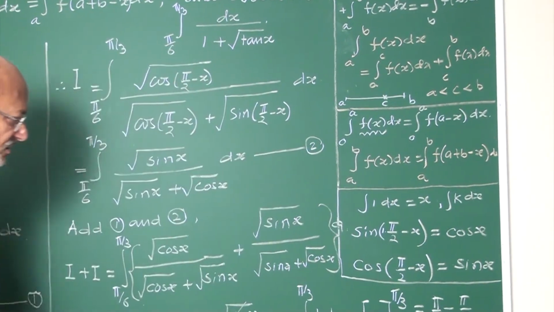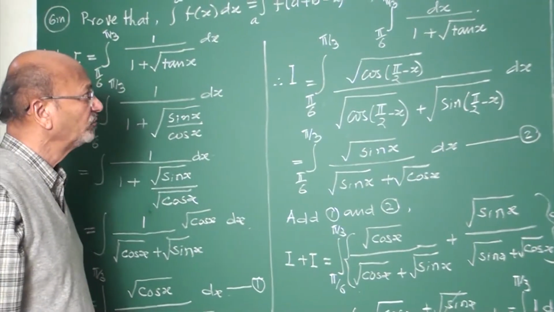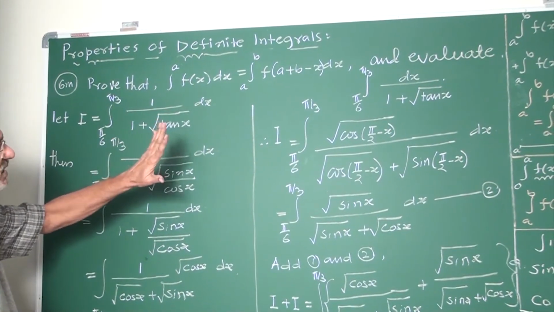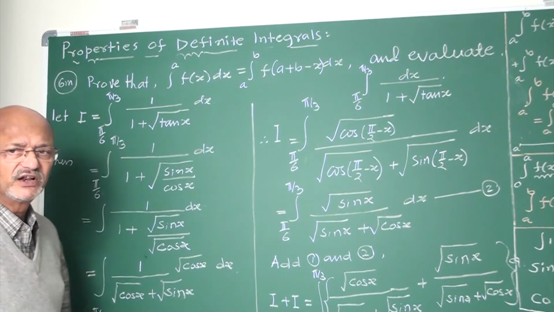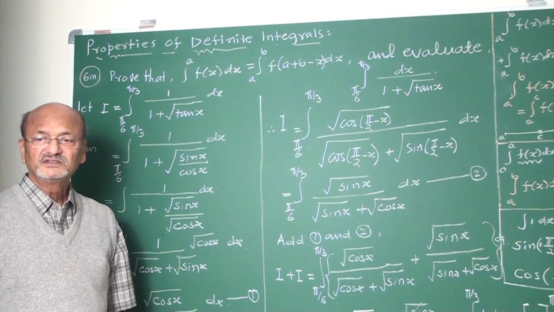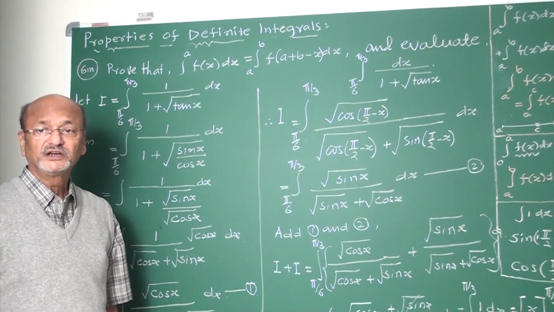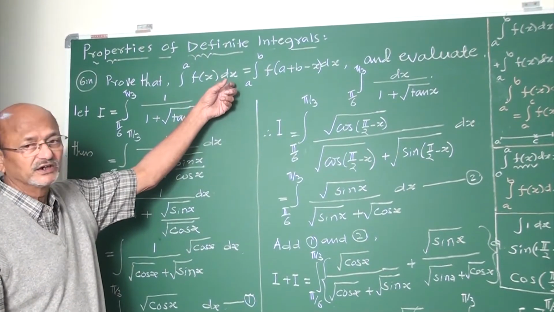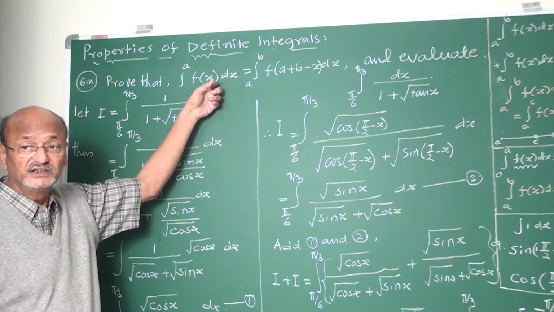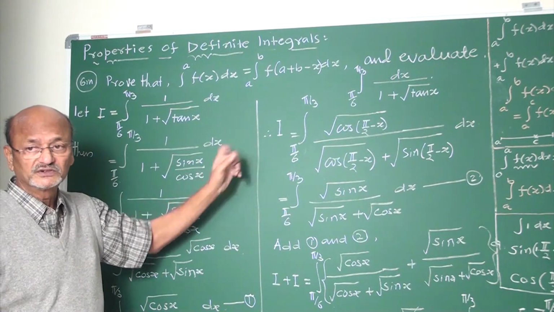Yes, my friends, another example is waiting. Normally, these examples they never give independently under 2 mark or 3 mark. These are the examples always associated with the theorems. Along with the theorems, they have asked these examples. Theorems only they never ask; along with examples, they will ask.